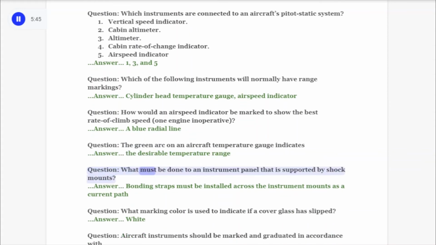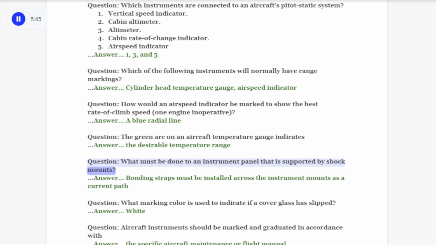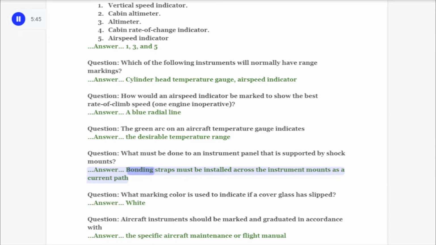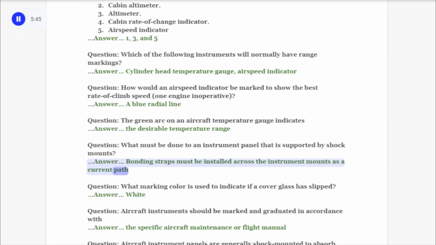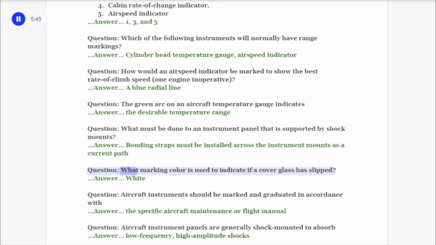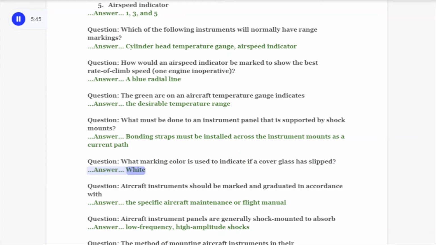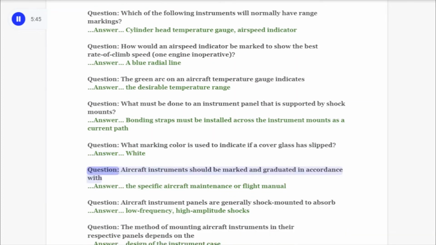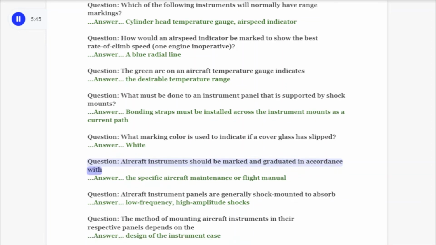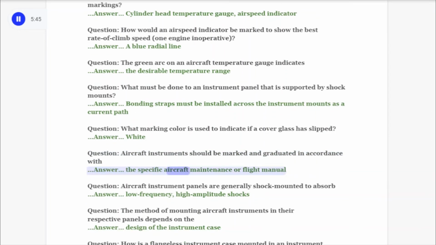Question: what must be done to an instrument panel that is supported by shock mounts? Answer: bonding straps must be installed across the instrument mounts as a current path. Question: what marking color is used to indicate if a cover glass has slipped? Answer: white. Question: aircraft instruments should be marked and graduated in accordance with. Answer: the specific aircraft maintenance or flight manual.